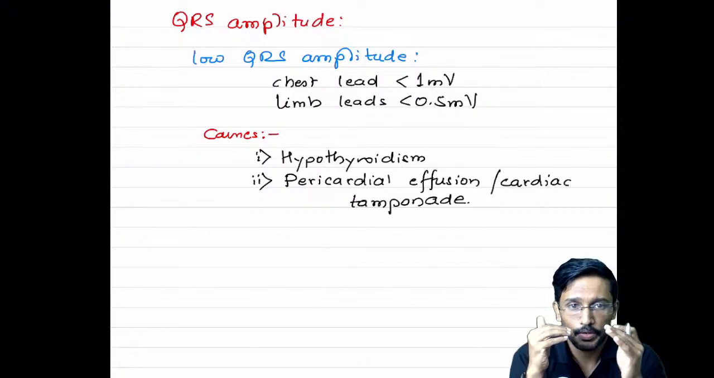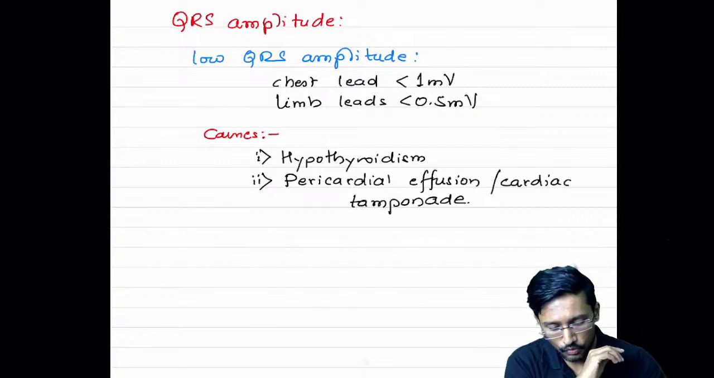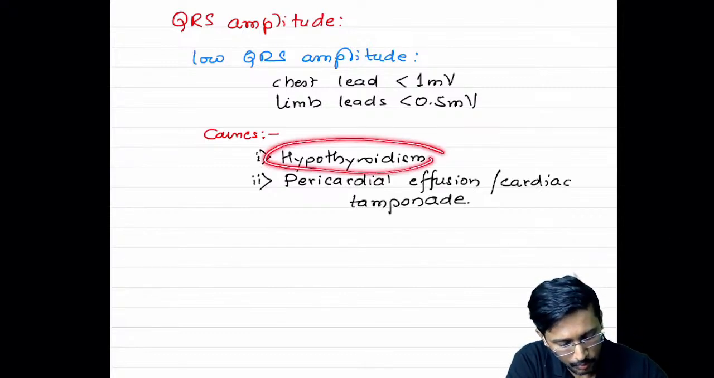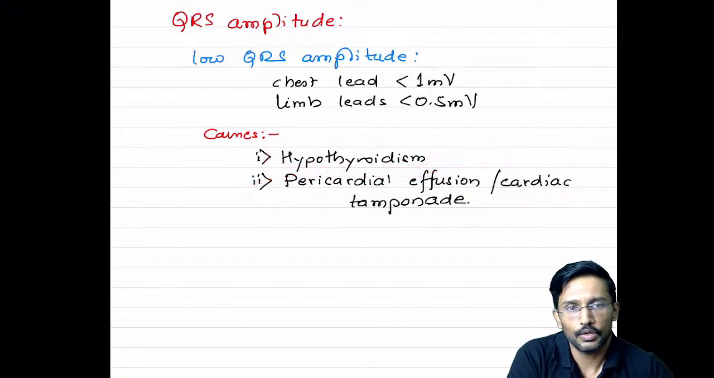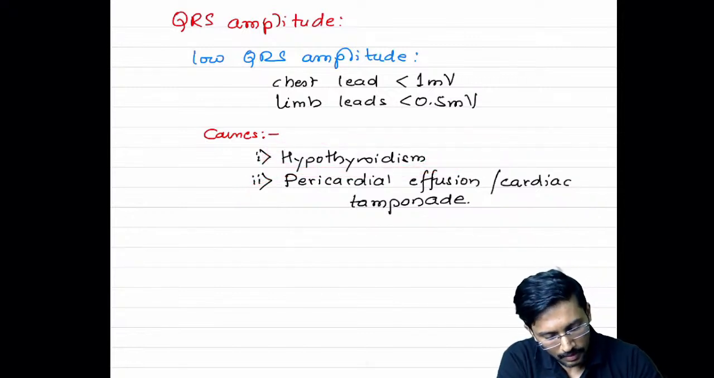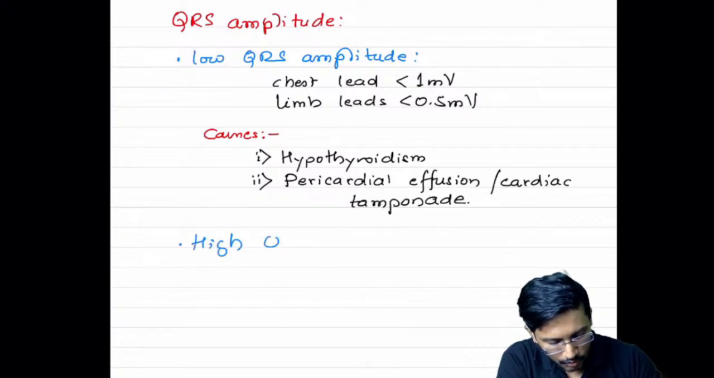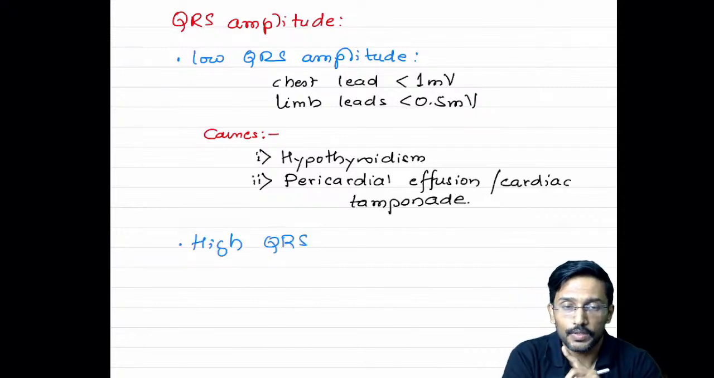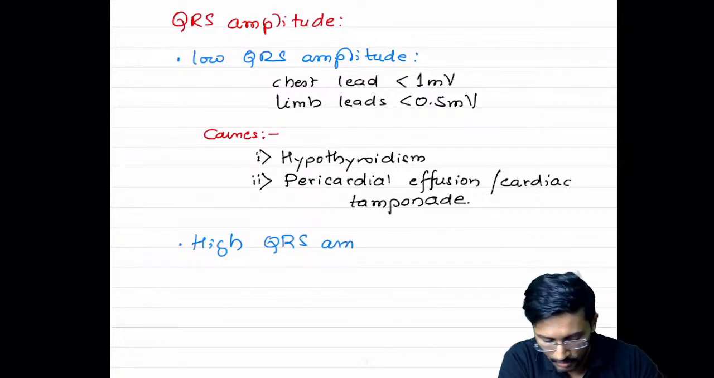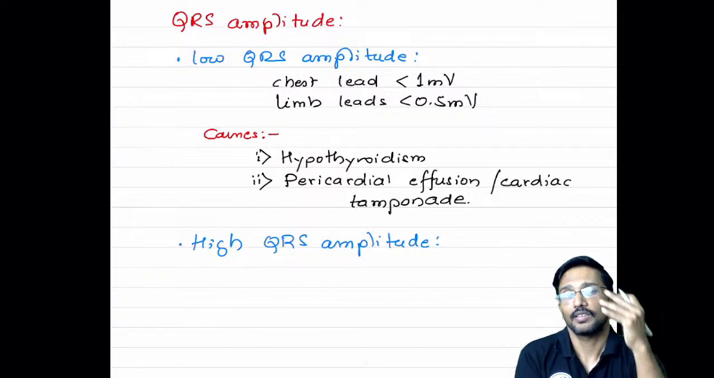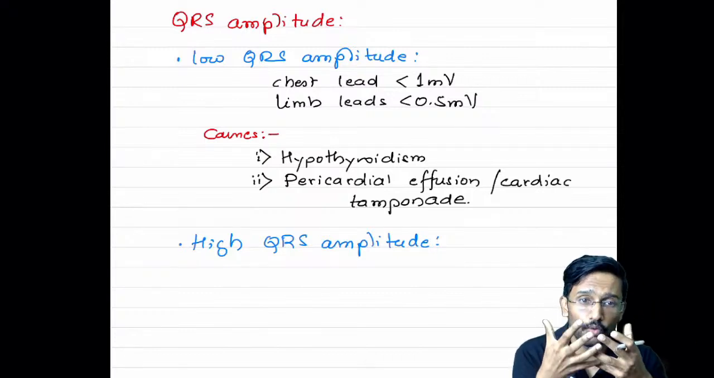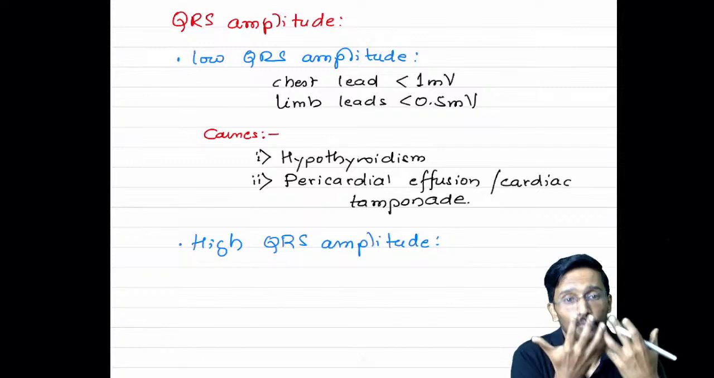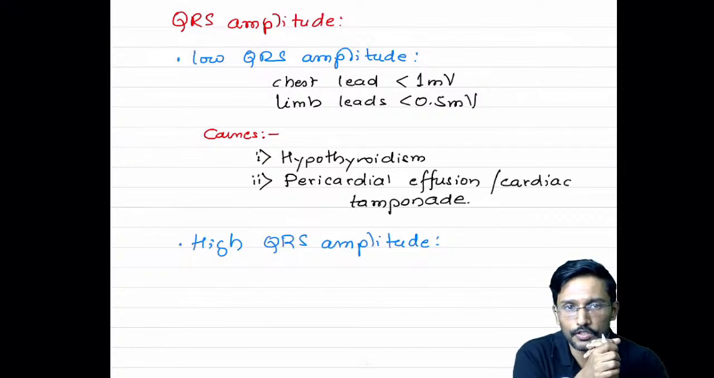So with respect to low amplitude, this is what we should know. If chest leads appear to be less than 1 millivolt, and limb leads appear to be less than 0.5 millivolts, we call it low voltages, and I would suspect hypothyroidism or pericardial effusion or cardiac tamponade. Now the high QRS amplitude. High amplitude, I should mainly suspect RVH or LVH, because ventricular muscle mass is more, so to contract that I have to deliver more voltage. That's why it requires higher voltage.